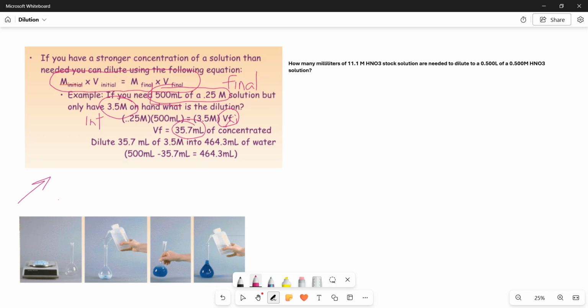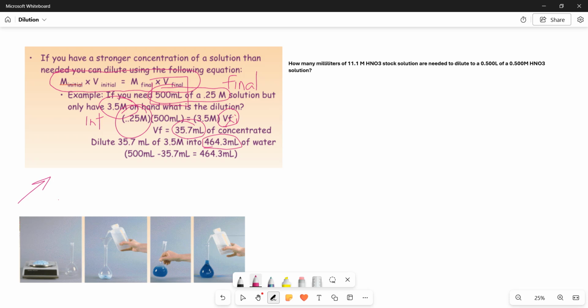So solving for that initial volume, I need 35.7 milliliters of that concentrated solution. Now remember, they want 500 milliliters. So in a flask, I'm going to put the 35.7 milliliters of the concentrated solution, and then I'm going to add the remaining, which happens to be 464.3 milliliters of water to make the 0.25 molar solution.